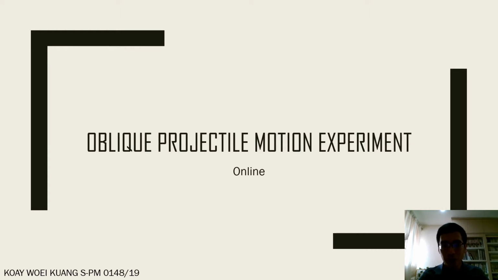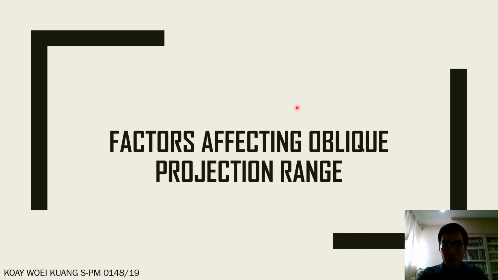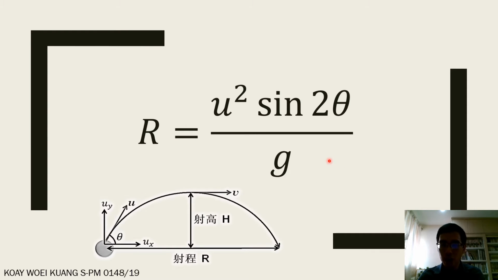So as we know, normally we do our experiment to investigate the relationship between different variables. So what we are going to do today is investigate the factor affecting oblique projection range. As we learned before, we know that the relationship between the projection range with the projection speed and the projection angle and gravity is given as this one. So today we are going to do our virtual experiment to justify this.